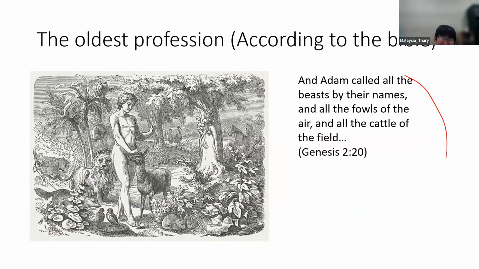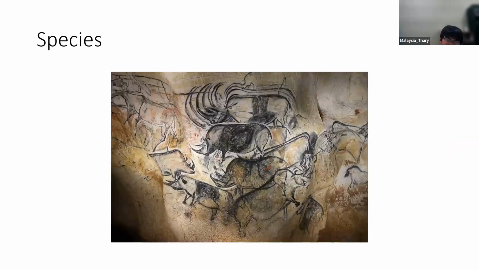So what exactly is taxonomy? Well, according to the Bible, taxonomy is the oldest profession. It's not prostitution, it is taxonomy. Why is that? Because if you read Genesis, it is said that the original task of humans was to classify and give names to the beasts, the animals, and everything else. So as you can see, the roots of taxonomy go very, very far, especially philosophically.